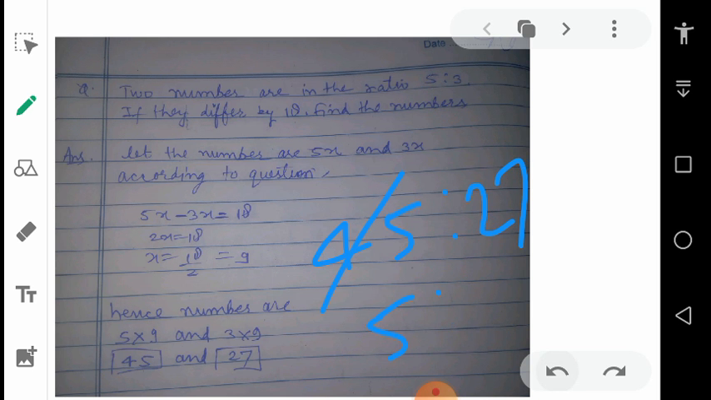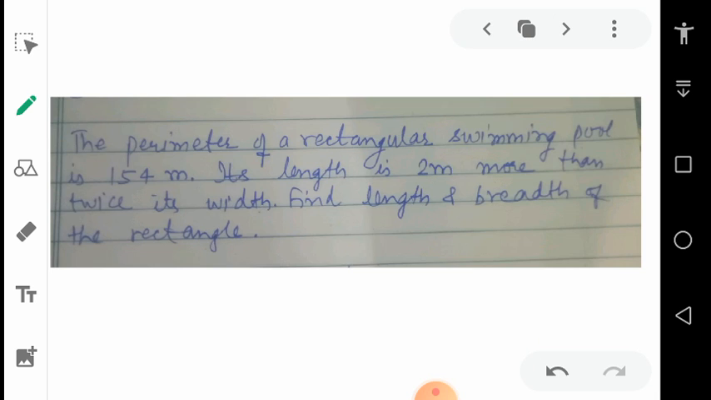Now some other questions are there which are also very important. See the next slide. Most often questions are asked regarding perimeter and area. The perimeter of a rectangular swimming pool is 154 centimeter. You should know the perimeter of a rectangle is 2 into (L plus B). So remember this formula. Its length is 2 meter more than twice its width.